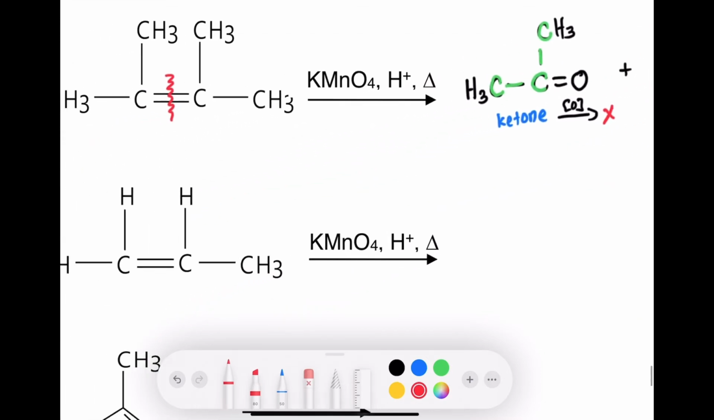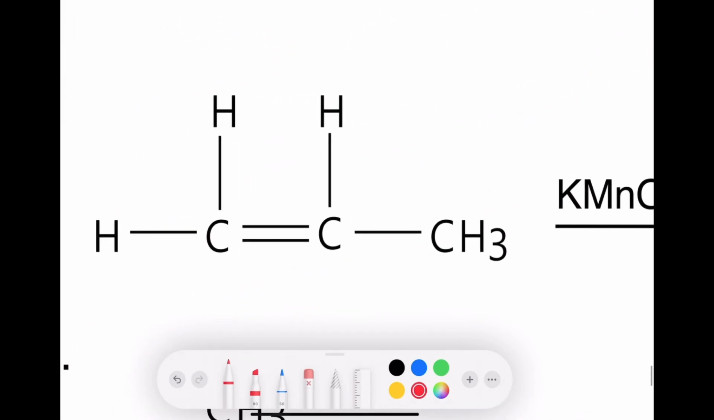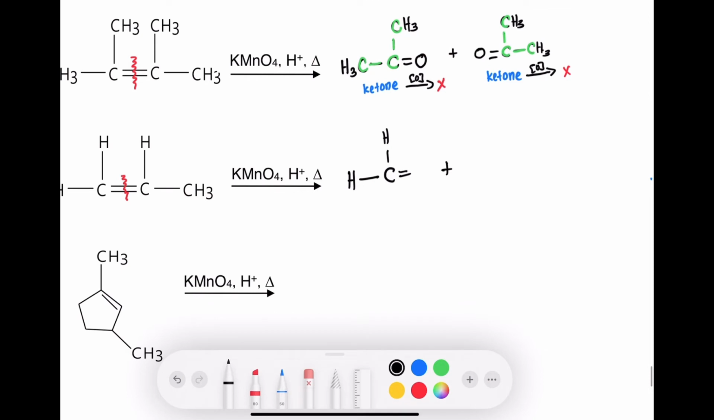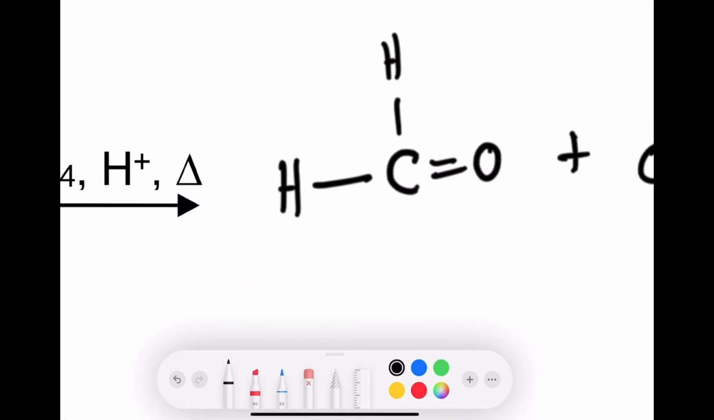Now let's take a look at the second example. This one. In this second example, what will happen? The bond will break here as usual. So we are going to get something like this. You know the tip, right? You have to add O here.